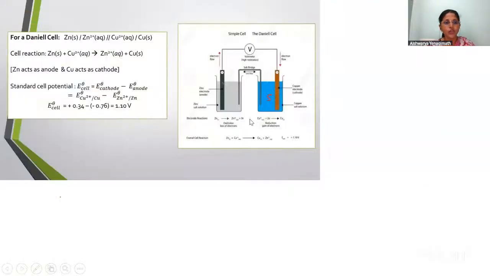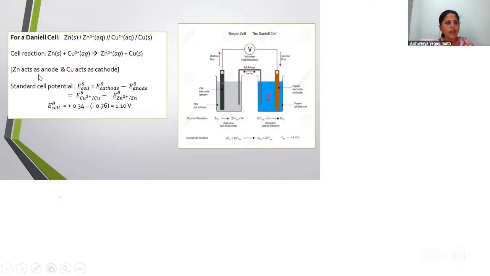Okay. So here you can see Daniel cell being represented. The cell representation is given Zn solid bar Zn plus 2, which I had explained. The double bar represents half cells in a separate marta idivi ankolbodu, or this double vertical line also represents what? It also represents the salt bridge. Fine. Okay. So reaction is being given, complete reaction.